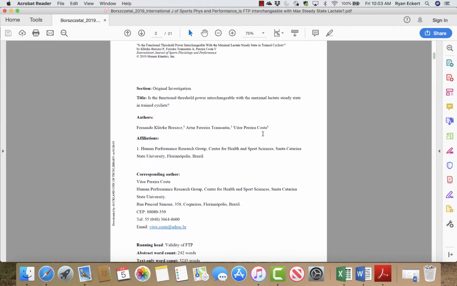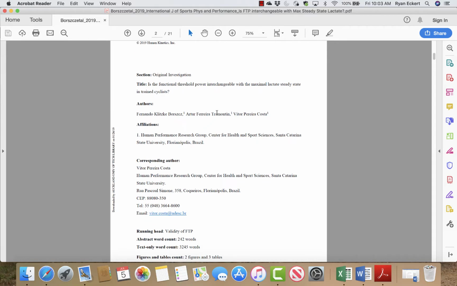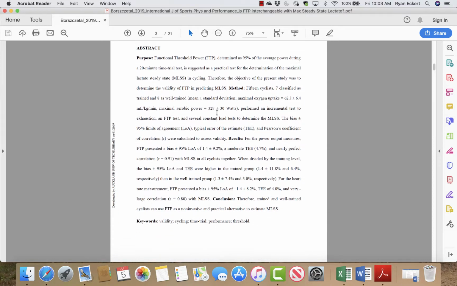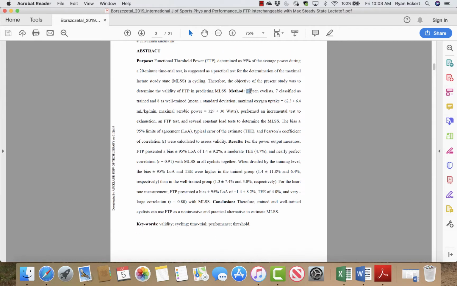And it was a group of researchers who looked to see if that 20-minute threshold test that was developed by Hunter Allen and Andrew Coggan was valid in terms of, does it actually measure what your true lactate threshold is? And so essentially what the researchers did in this study was they got 15 cyclists together. They got 15 cyclists and they put them through this FTP test to estimate their threshold.